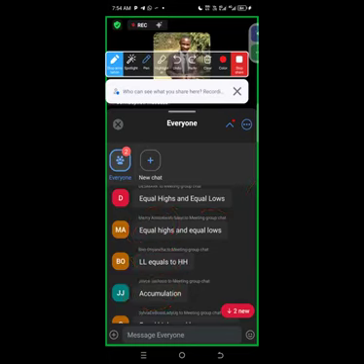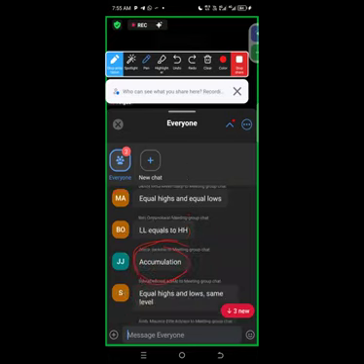Equal highs. So which one is this one, Ben? It is not lower low equals to higher high. No, I've not taught you that this morning. So it is equal highs, equal lows.